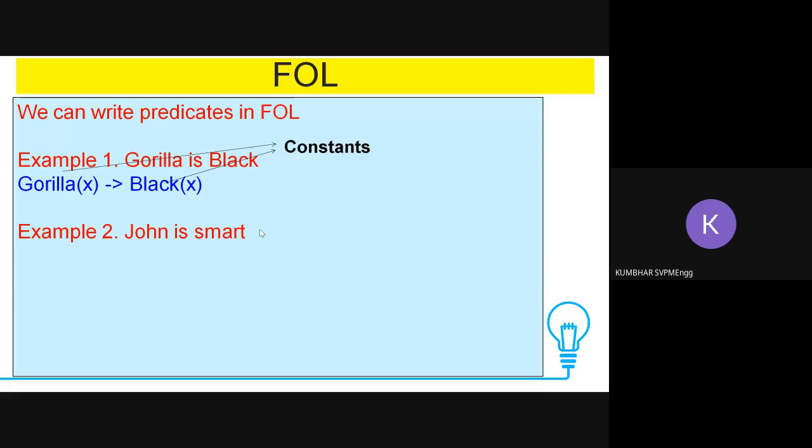Second example, let's say John is smart. This is a statement, and we want to present it in a logical way. It will be presented like this, where John is a constant. Now for smart, what will be the value? We can't say, so this value will be a variable. Please understand one more term, variable. So we can express this as John is smart, like this: John, and in brackets, smart.